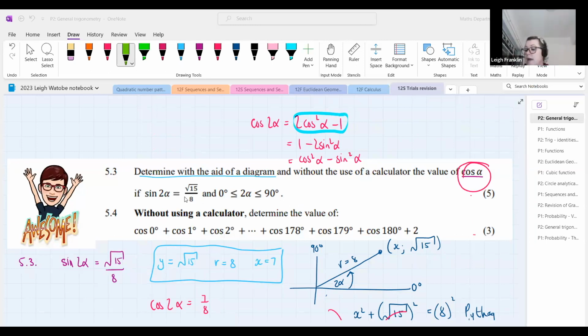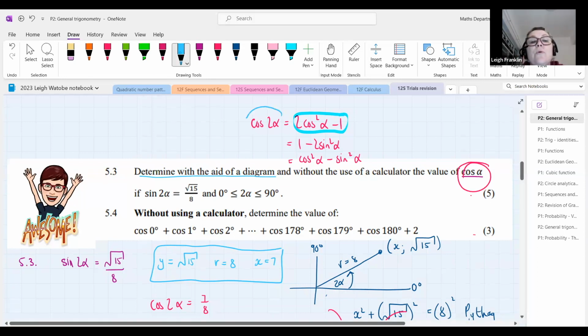It's not going to help you to rewrite cos 2 alpha as 2 sine alpha cos alpha, because to get sine alpha, you need cos alpha, and to get cos alpha, you'd need sine alpha. So that's the trick here. They give you a double angle, and then they want cos alpha or sine alpha from that. You've got to use cos 2 alpha. So if they wanted cos alpha, we'd use this one. If they wanted sine alpha over here, we'd use that one over there.